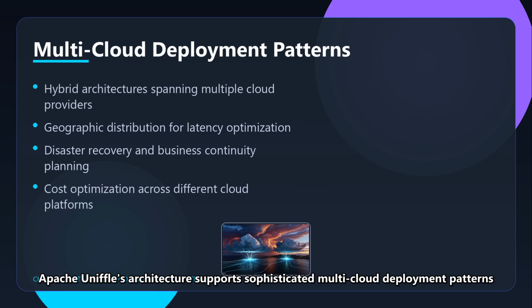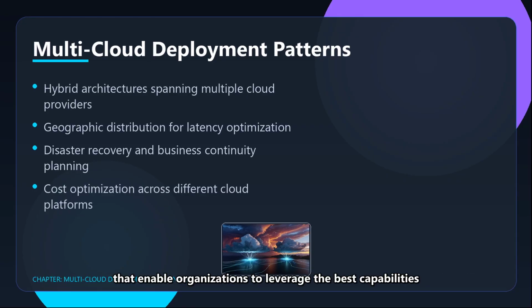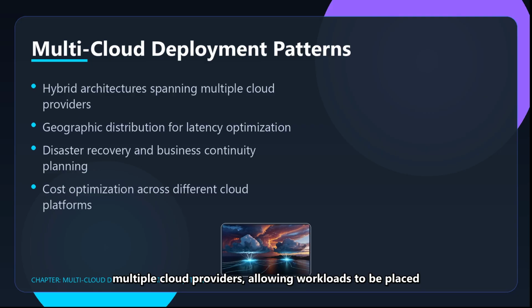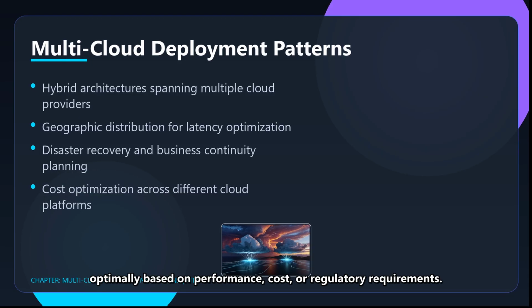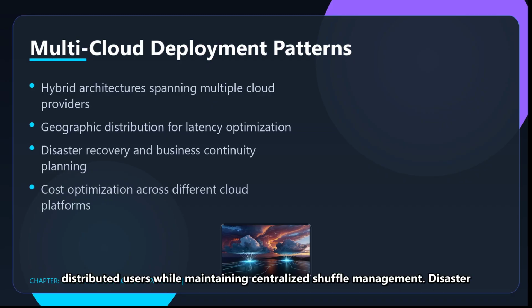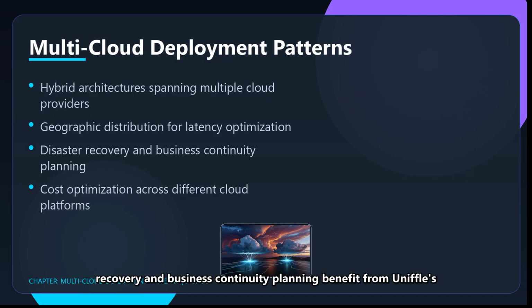Apache Uniffle's architecture supports sophisticated multi-cloud deployment patterns that enable organizations to leverage the best capabilities of different cloud providers. Hybrid architectures can span multiple cloud providers, allowing workloads to be placed optimally based on performance, cost, or regulatory requirements. Geographic distribution strategies can minimize latency for globally distributed users while maintaining centralized shuffle management.